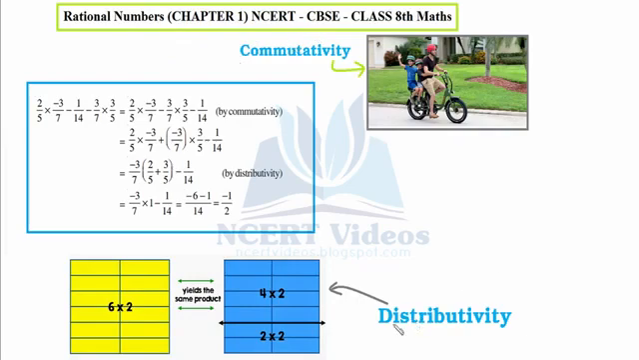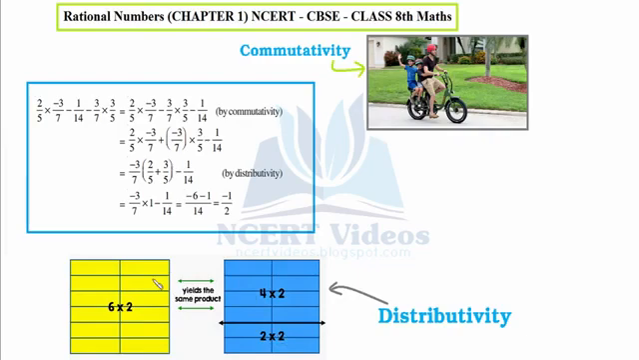Another property is distributivity. For an instance, you have this box consisting of 12 partitions. That is 1, 2, 3, 4, 5, 6. 6 into 2 equals 12 boxes. So there are a total of 12 boxes. The same can be represented using 4 into 2, that is 8 boxes. That is 1, 2, 3, 4 into 2, that is 8 boxes, plus 2 into 2, 4.